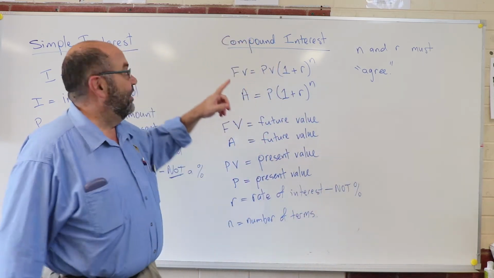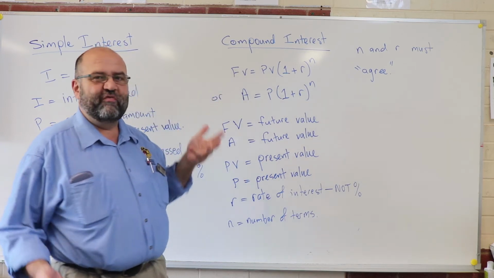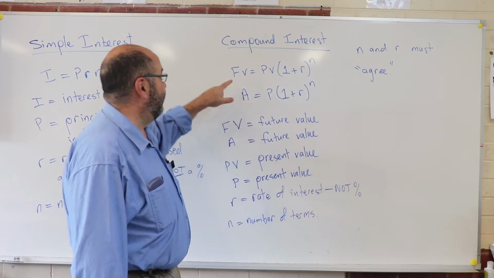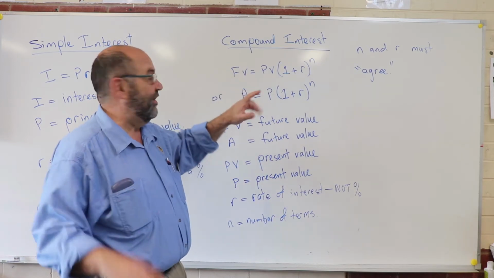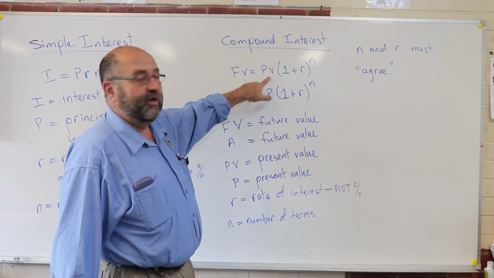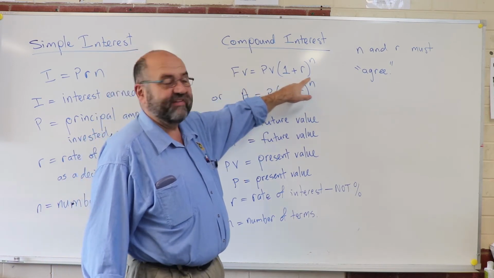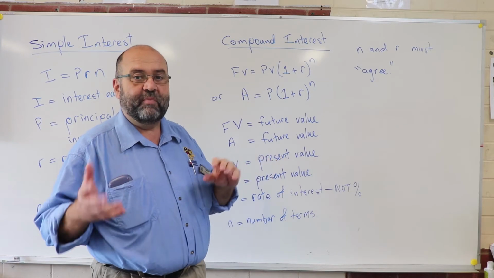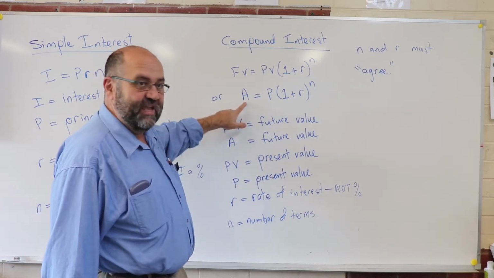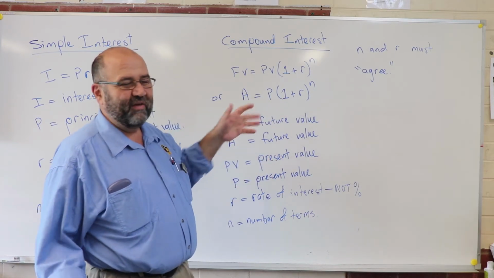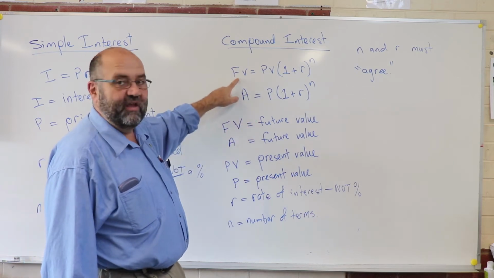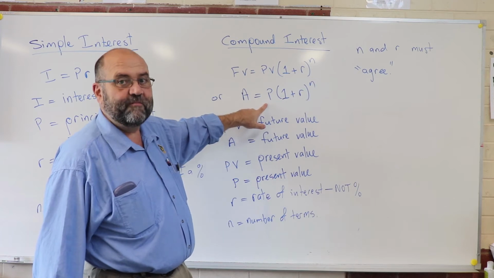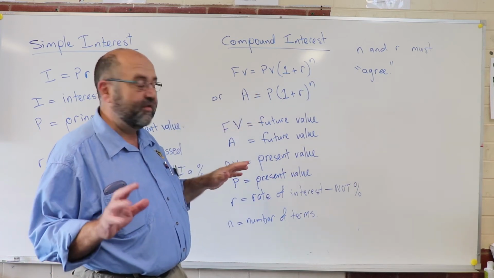Compound interest, there's two formulas, two ways of writing the exact same formula. Okay, so the formula is either written as FV equals PV outside of 1 plus R to the power of N, or instead of writing FV and PV, we write A and P, so they mean exactly the same thing. So the FV here means exactly the same as the A, the PV means exactly the same as the P. They mean the same thing.